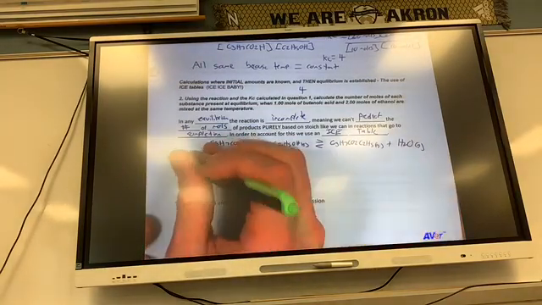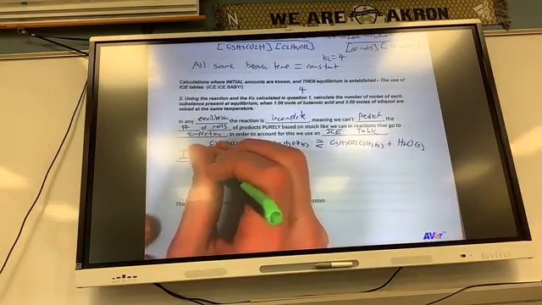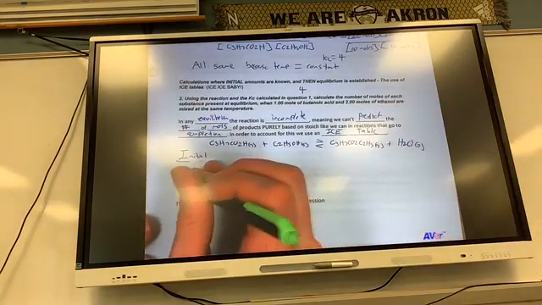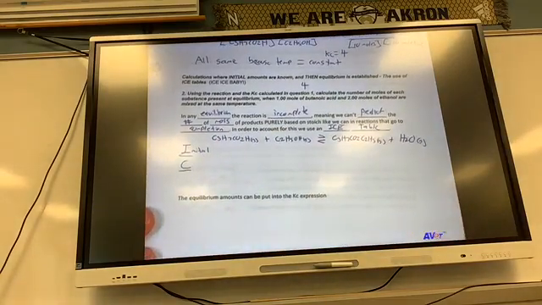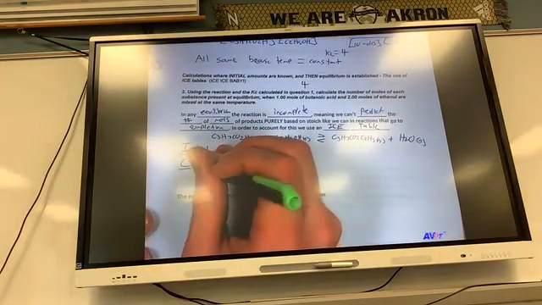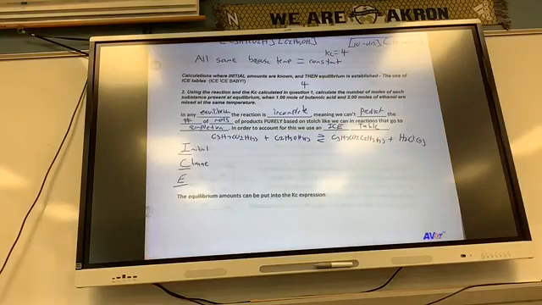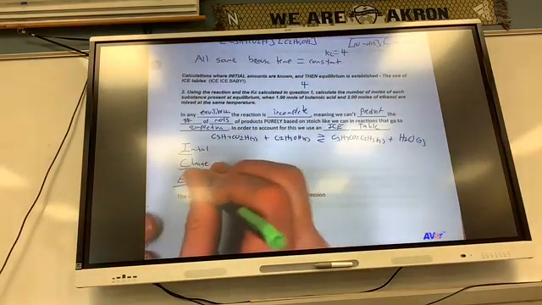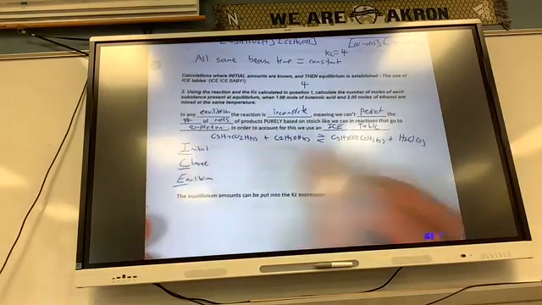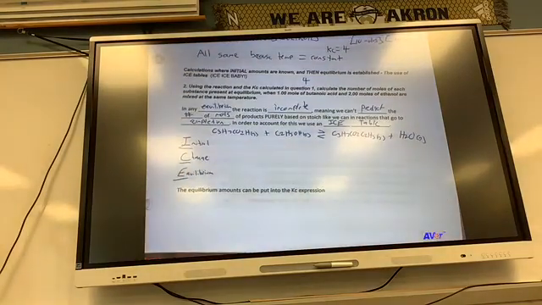To set up an ICE table, over here on the left, I'm going to have I. I stands for initial. I'm going to have C. Any guesses of what C stands for? Change. And you should all know what E is. Equilibrium. The big buzzword of the day.